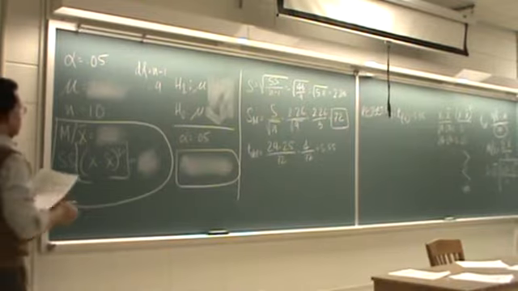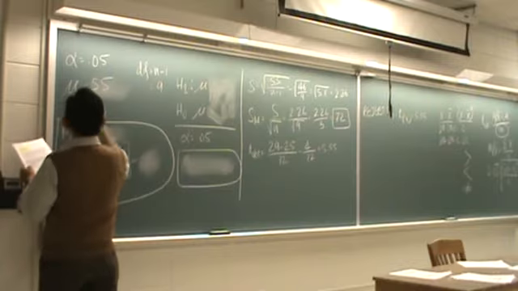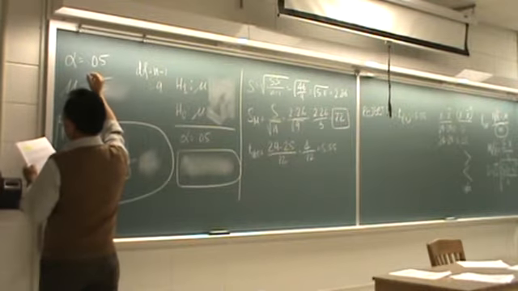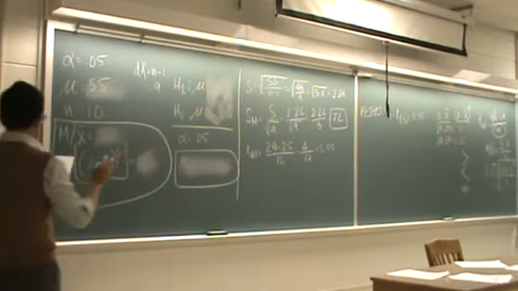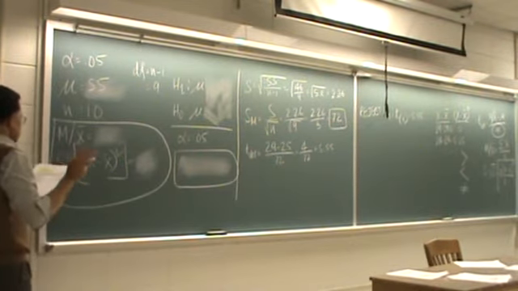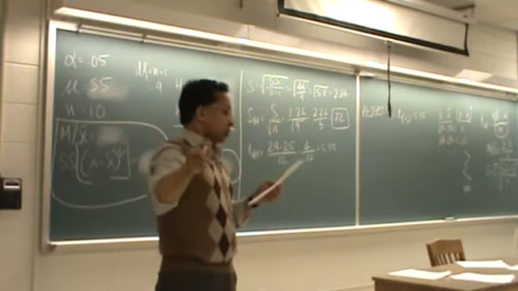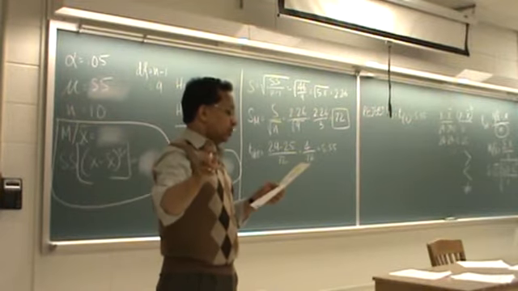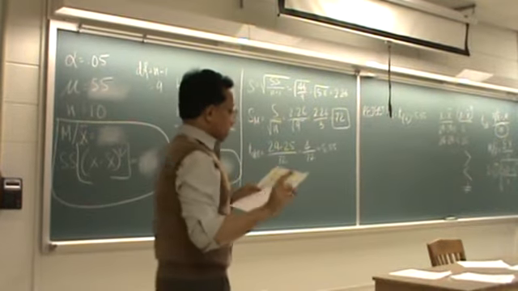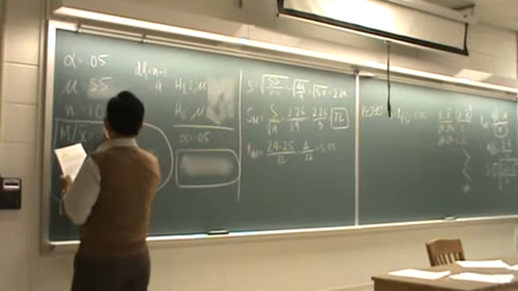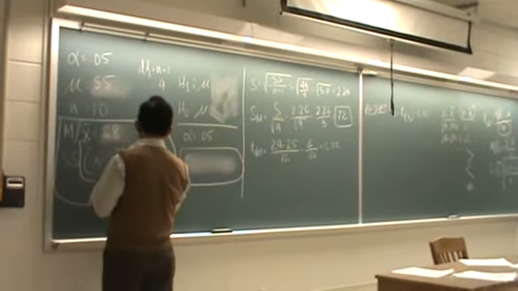So the population mean mu is 55. Alpha is still 0.05. N is still 10 students. And we have been given their scores from the math test after that special tutoring. After the special tutoring, the X bar was 68 and the sum of squares was 576.